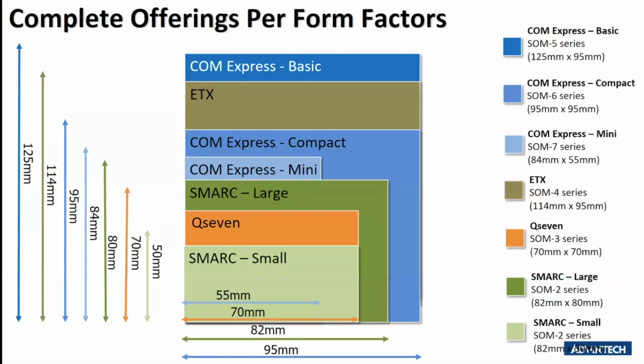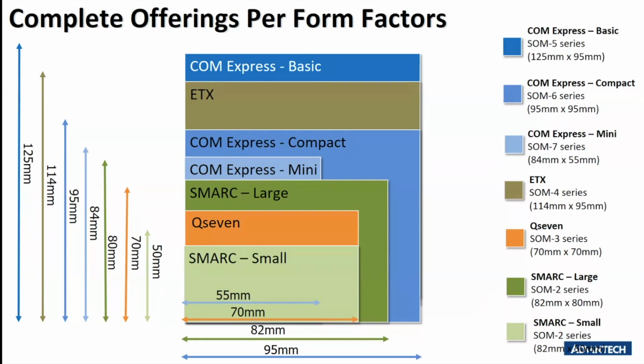I split them into two major ones, either by a specific connector or gold finger. Gold finger will be those that slot in like your normal RAM or some other stuff. This slot-in type, okay, gold finger. So the majority of customers that we see are the COM Express group or the Smart and Q7 group.